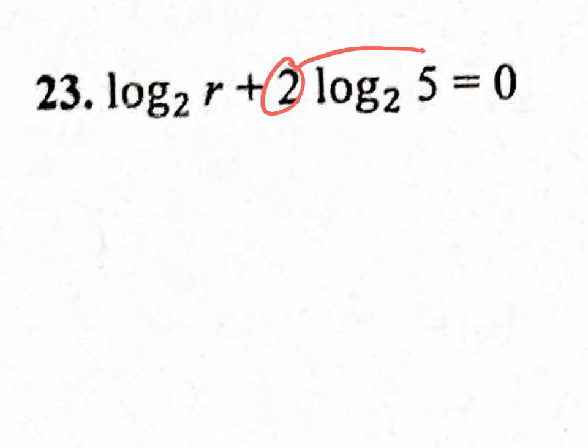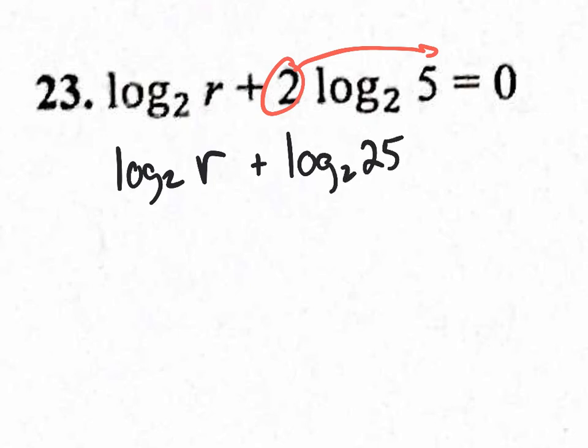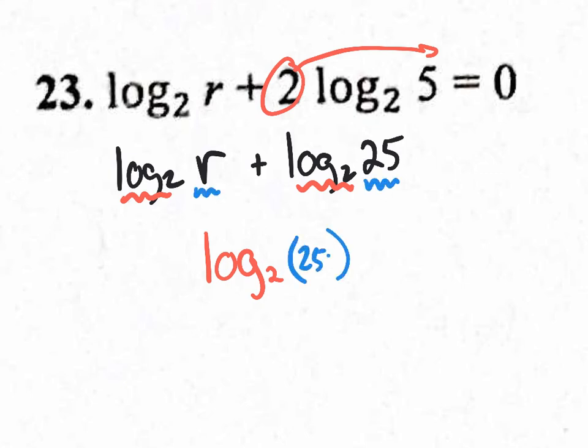Let's move this up to become the power of 5. So now I'll have log base 2 of r plus log base 2 of, might as well change it, 5 squared is 25. Now that I have that log base 2 and that log base 2, I could condense it to a single log base 2 of r times 25, which is 25r. And of course, it's equal to 0.